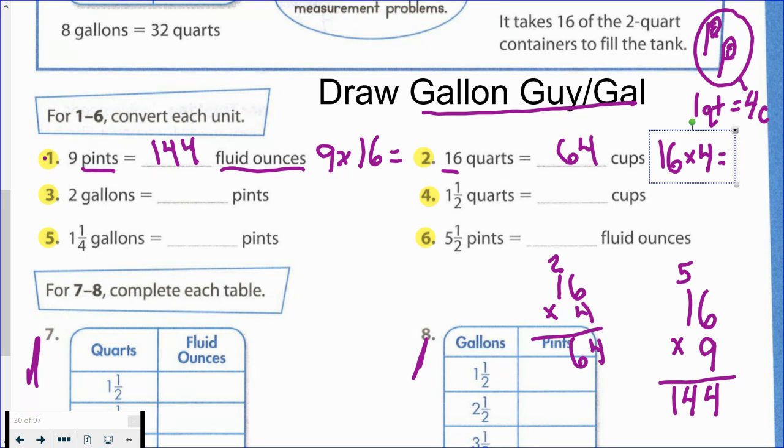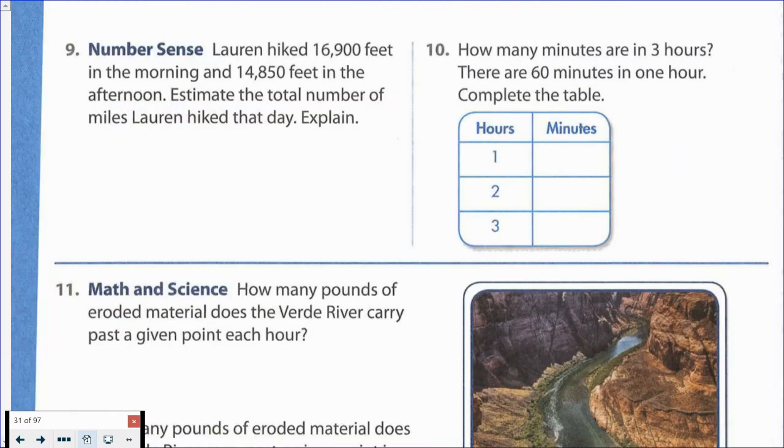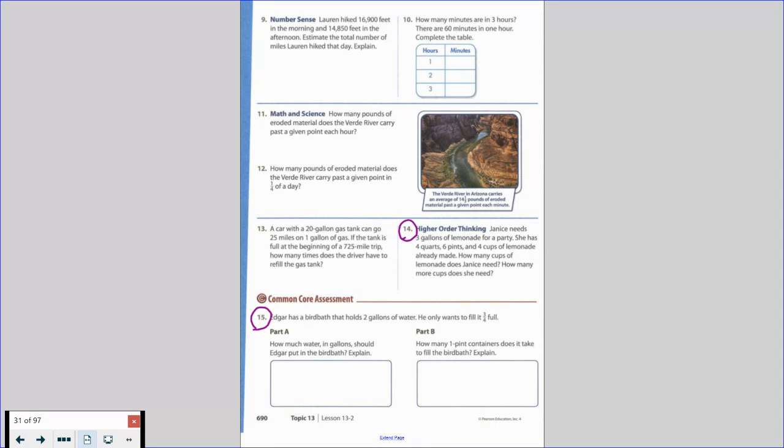Take your time, really picture these situations. If you find that you are confused or you need help, don't forget, write a comment on your math assignment. Let your math teacher know so they can be there to help you. So work on the homework page, questions 1 through 6. If you want to push yourself a little bit, 7 and 8. And then on the back, questions 14 and 15. All right, you've got this.